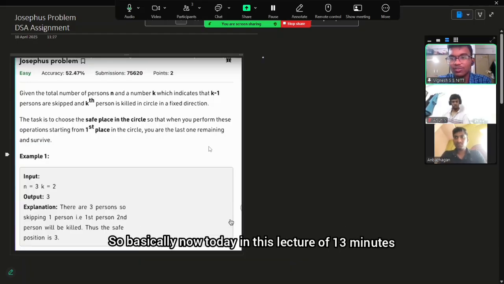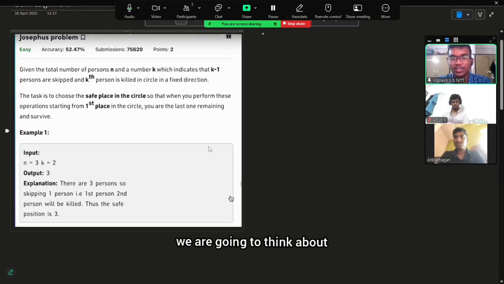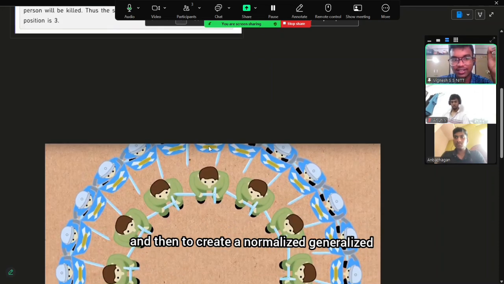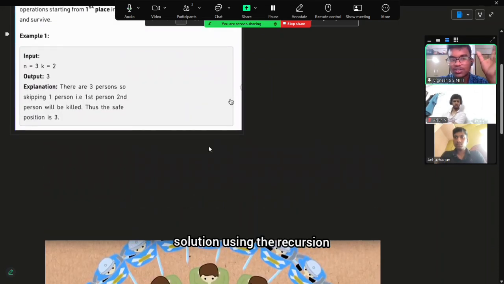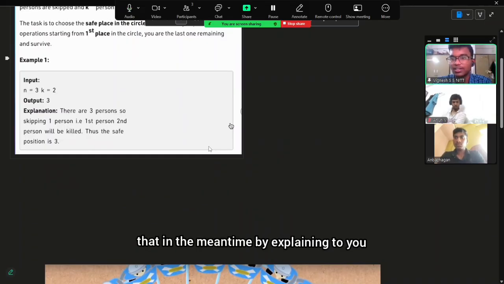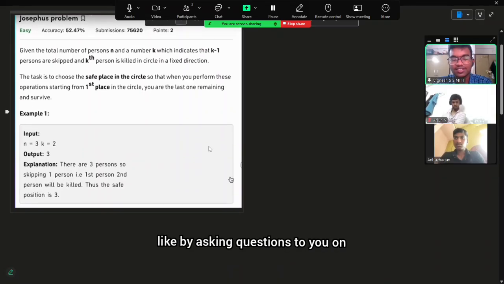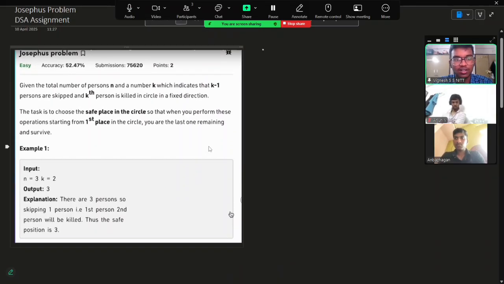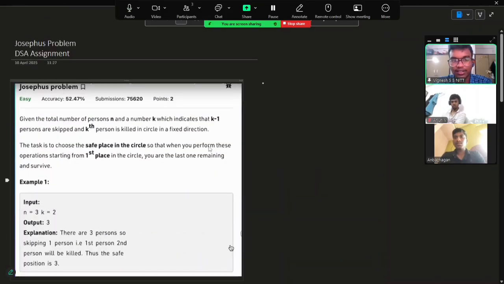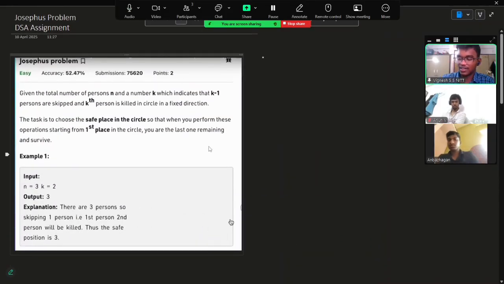So in this lecture of 30 minutes, we are going to think about how to solve the initial mathematics problem first, and then create a normalized, generalized solution using the recursion which you would have learned previously, or I would have explained it in the meantime by asking you questions on how much you understand. So let's get back to the first, initial basic problem and then to the data structures problem.